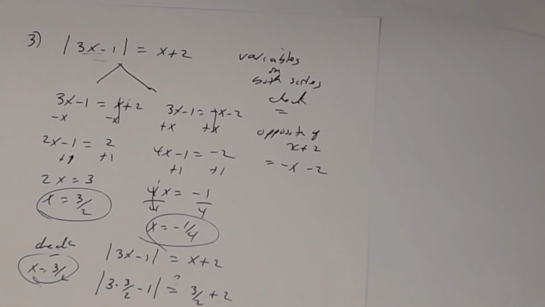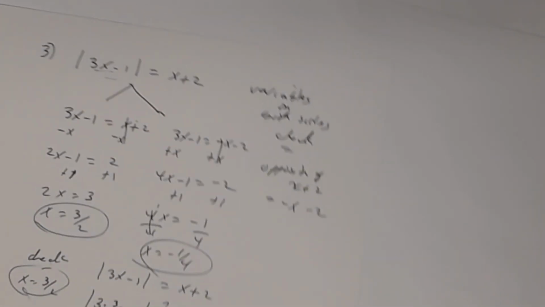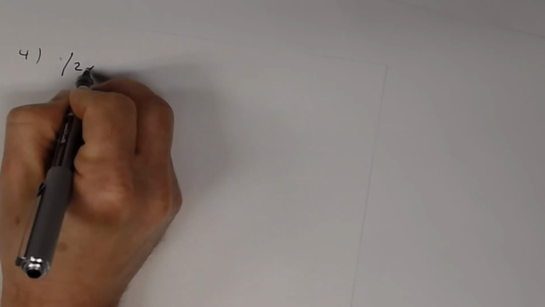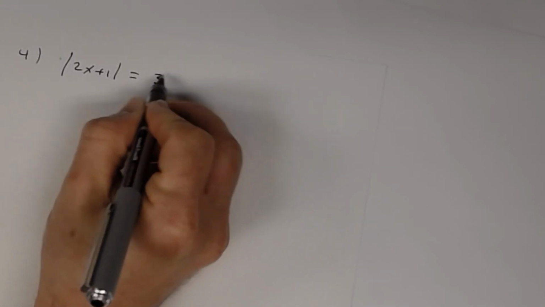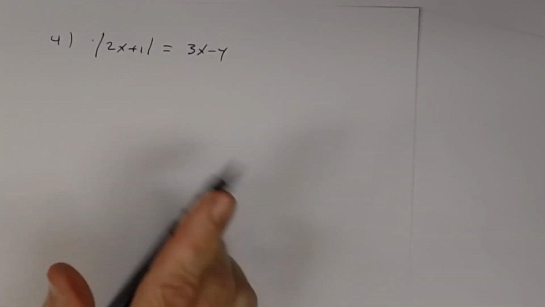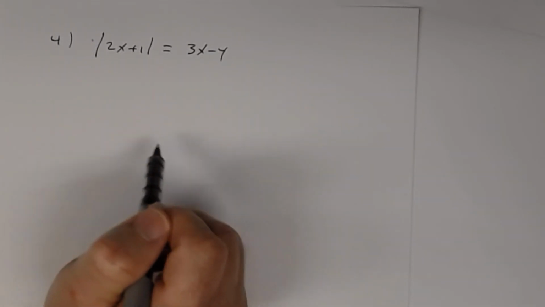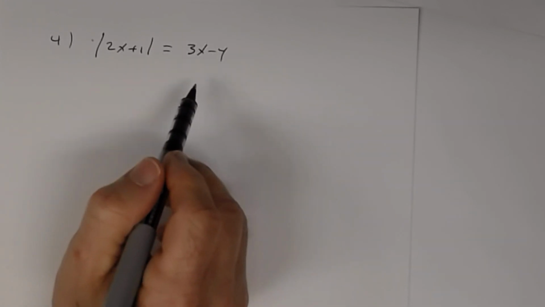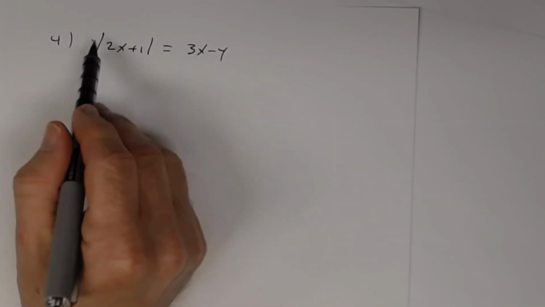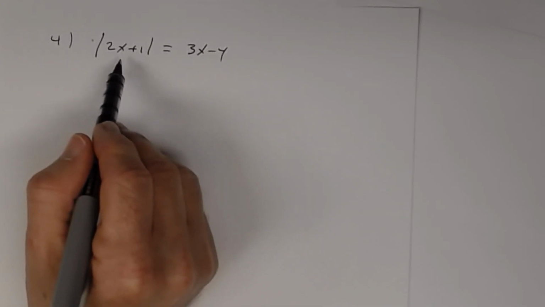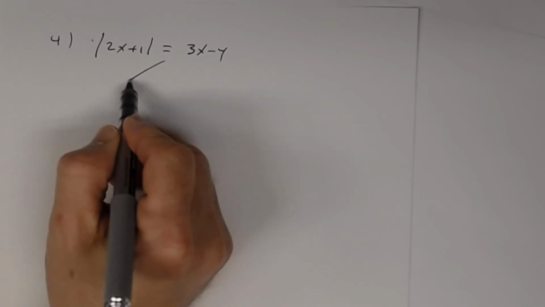Okay, so let's look at number 4. We have the absolute value of 2x plus 1 is equal to 3x minus 4. So again, notice you have absolute value and the variables on both sides. So you need to check because whatever your possible solutions are, it could make this negative. And this side's always going to be positive or 0 because the absolute value of a number is always positive or 0, never negative. So we're going to split it apart.